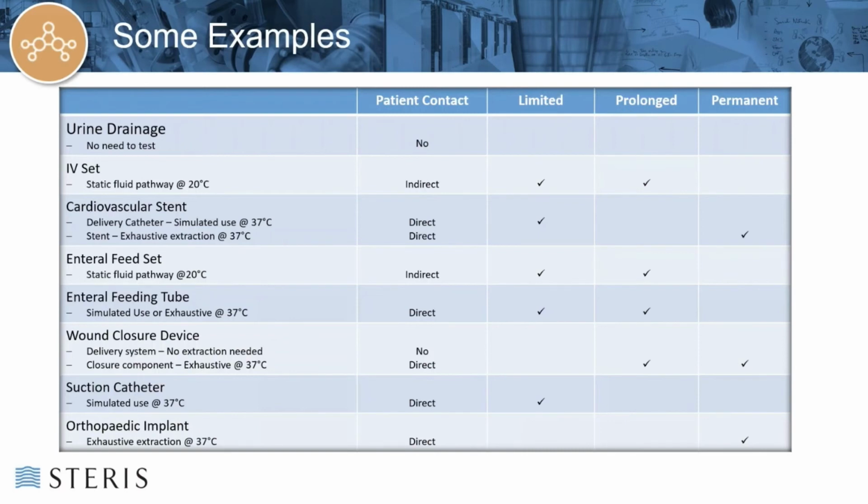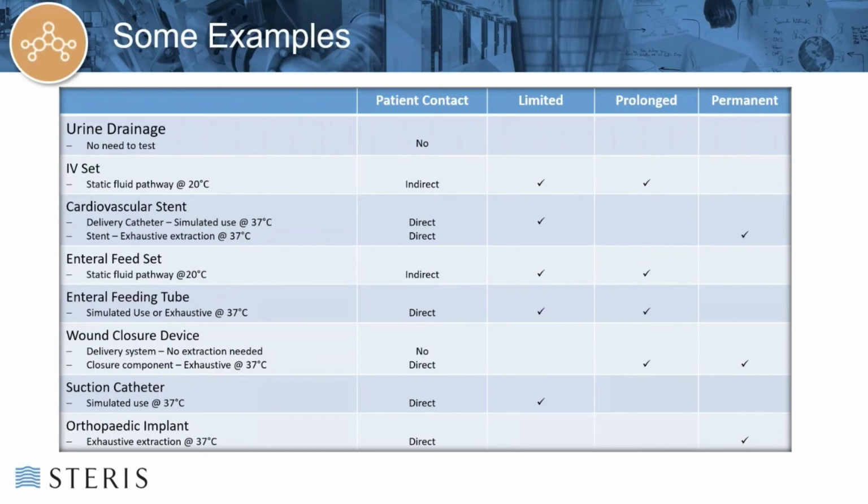A cardiovascular stent, however, has a delivery catheter, which would be limited patient contact within the body, and the patient contacting portions of the delivery device would be tested at 37 degrees Celsius. The stent would have permanent direct patient contact within the body and would be tested by exhaustive or repetitive extractions at 37 degrees Celsius.